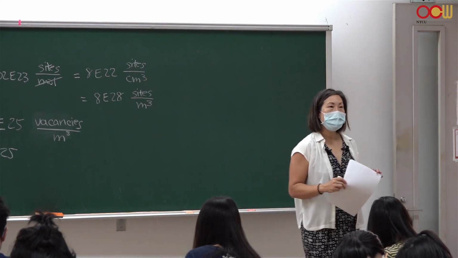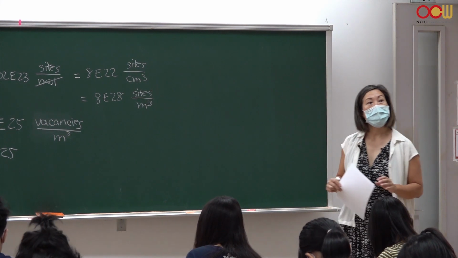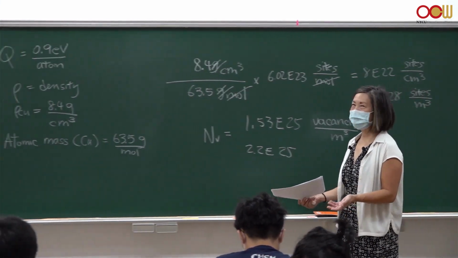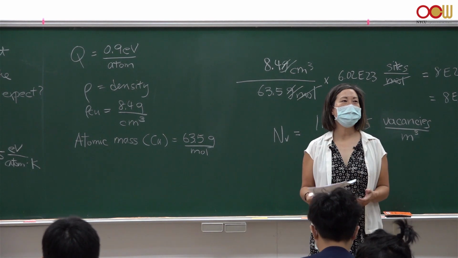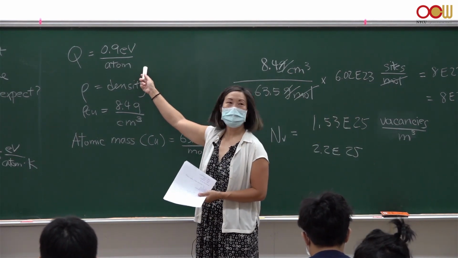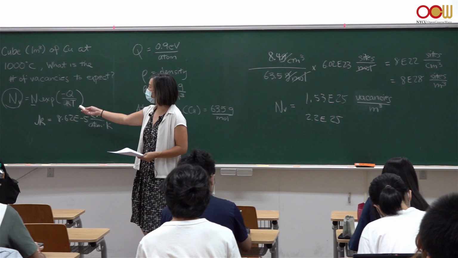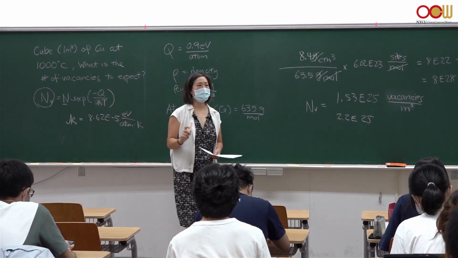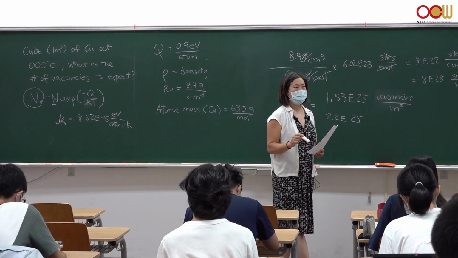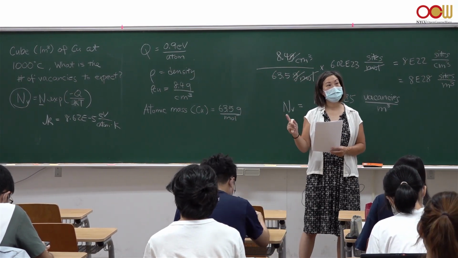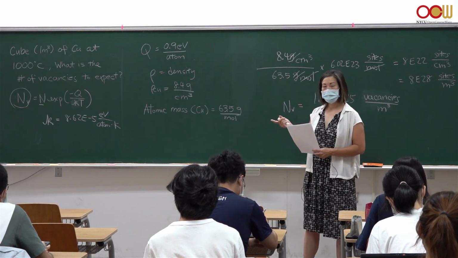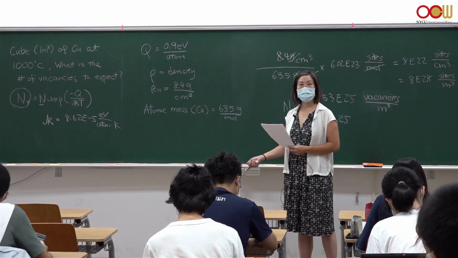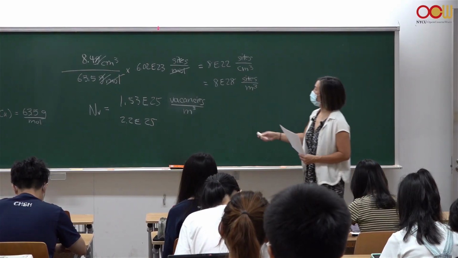Yes. Where do you find the cube? So usually it's given to you. You wouldn't have to calculate it, so it's given to you here. And remember that there's a negative sign in the equation here, so it's negative 0.9 over kT. And T has to be in Kelvin, right? So 1,000 degrees Celsius is 1,273 degrees Kelvin.